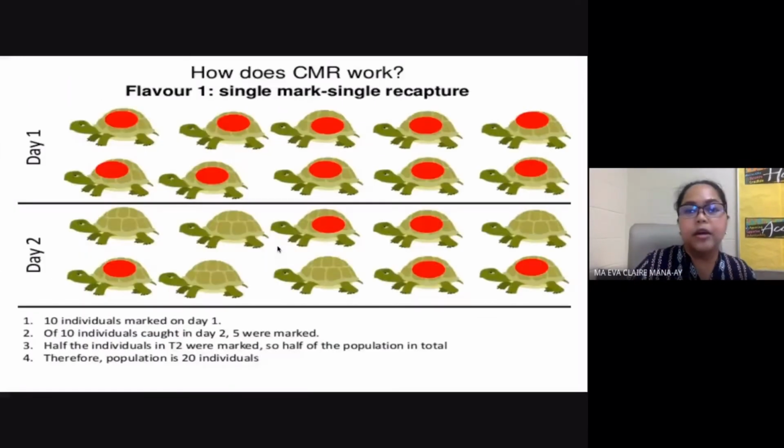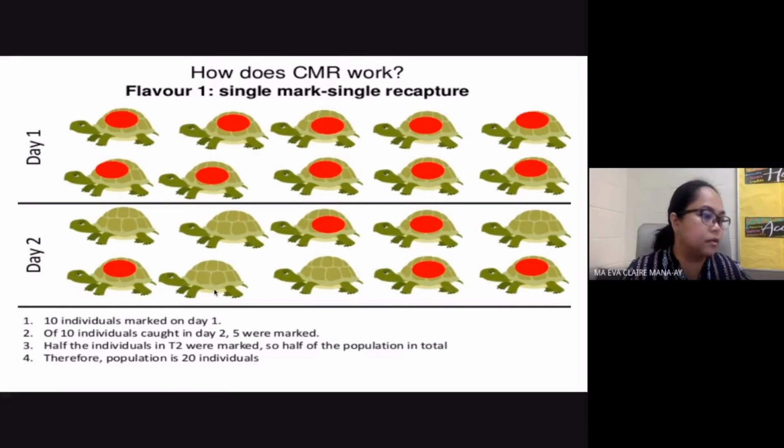Now, looking at our example, the number of individuals marked in our first sample, that's the first day, is a total of 10 individuals. So 10 turtles were marked on the first day. Then they catch a number of turtles again on the second day, and they get the ratio of those caught turtles that were marked the day prior. As you can see here, you have 5 marked turtles out of the 10 turtles.